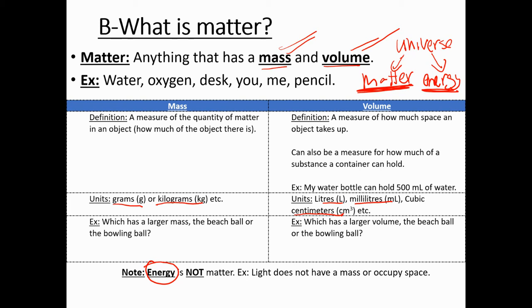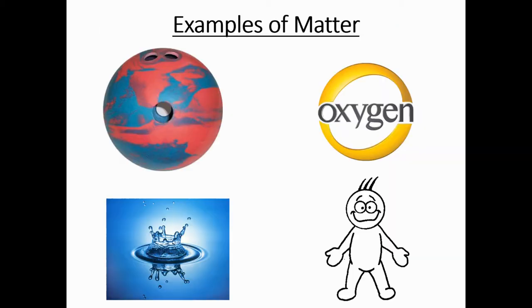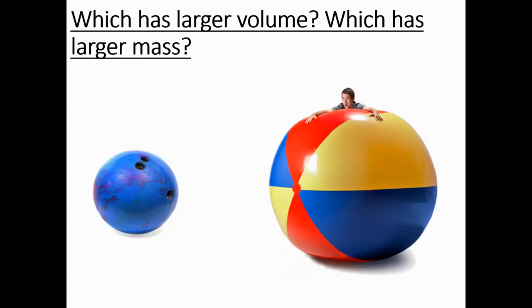For example, when energy is transferred from a hot substance to a cold substance, that's energy, that's not matter. So when you say cold, that's not matter. When you say hot, that's not matter either. There's a transfer of energy that happens between hot and cold objects. Light is a form of energy as well, but is not a form of matter. Light does not have mass, and it does not occupy space. So these are some examples of matter as we mentioned previously.